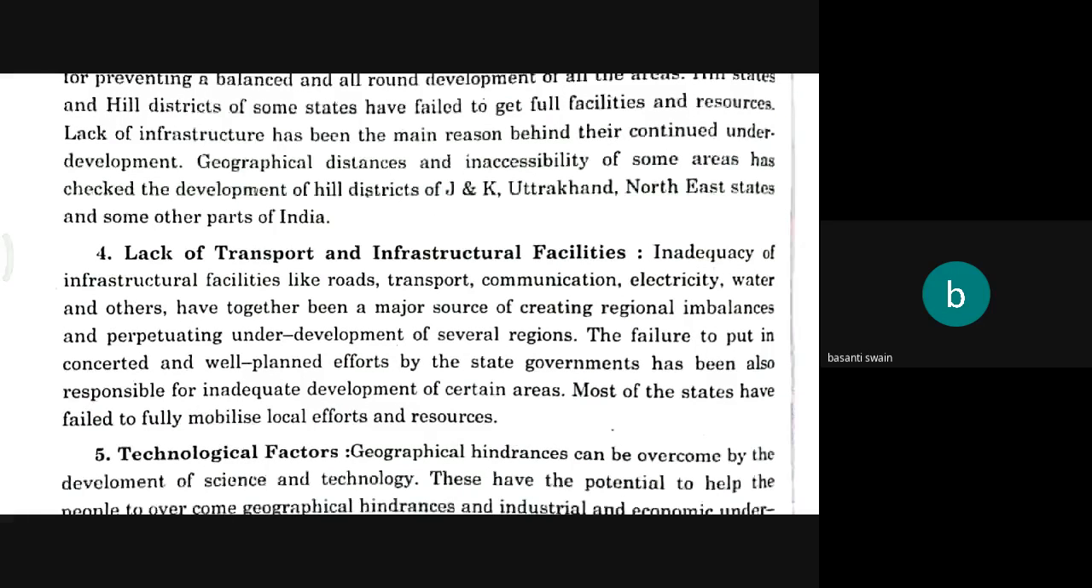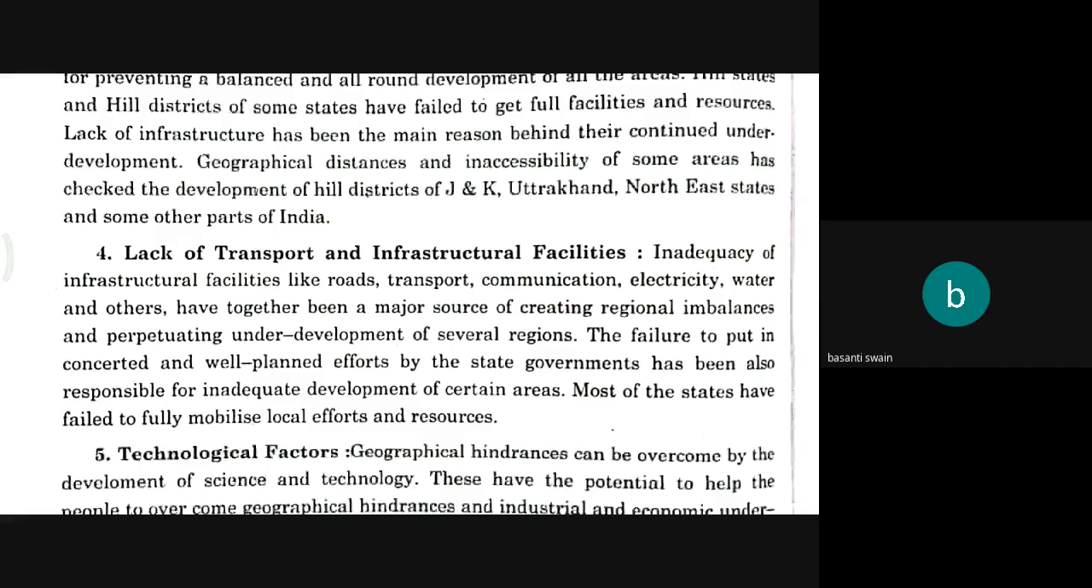So my dear students, you should acknowledge all these factors that explain why regional imbalances in India are created. Otherwise, you cannot face the question which will be asked in your term examination.